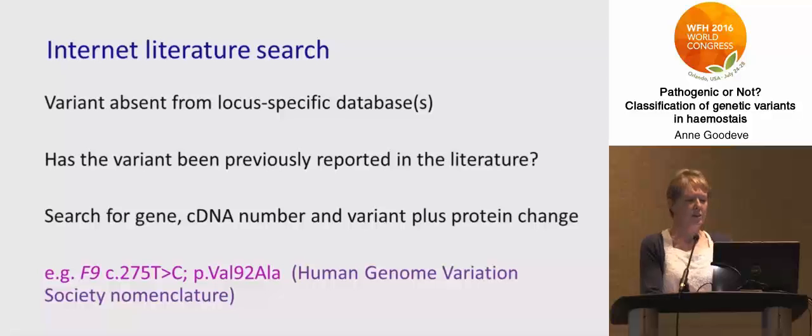If the variant's not present on the locus-specific databases, we can try a literature exploration, either using PubMed or just searching using Google, using the gene name, the cDNA number, and the protein variant, if there is one. And that may bring up references that have been missed by the databases. And I know for von Willebrand factor, we're a little behind because there have been quite a few publications with a lot of new variants in them. So although the database curators do try to keep up, not everything will have been recorded on the sequence databases.